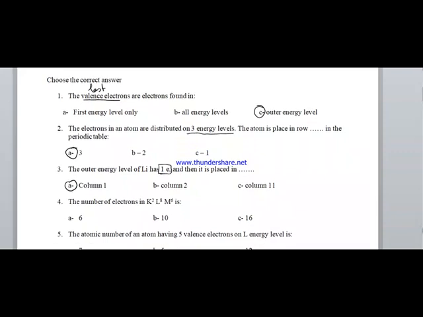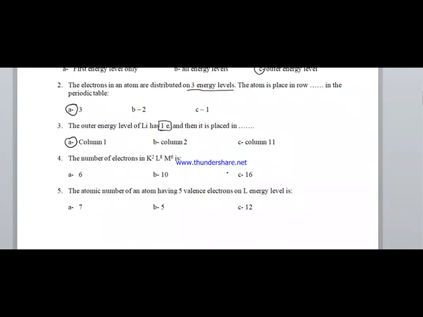The number of electrons in K2 L8 M6 is equal to 16. We have 2, 8, which makes 10 electrons, and 6. The summation is equal to 16 electrons.